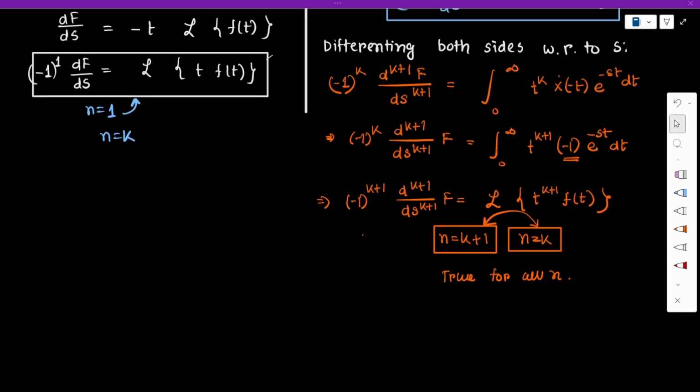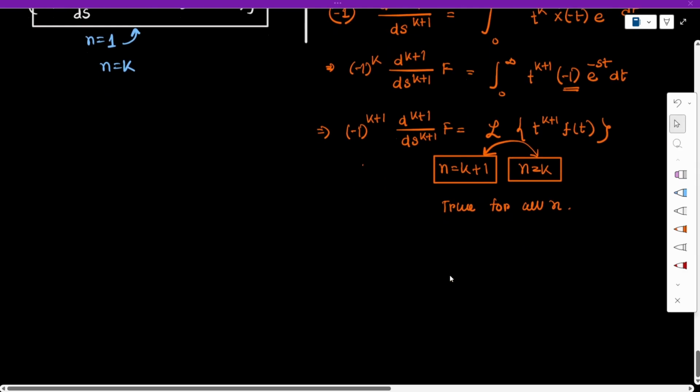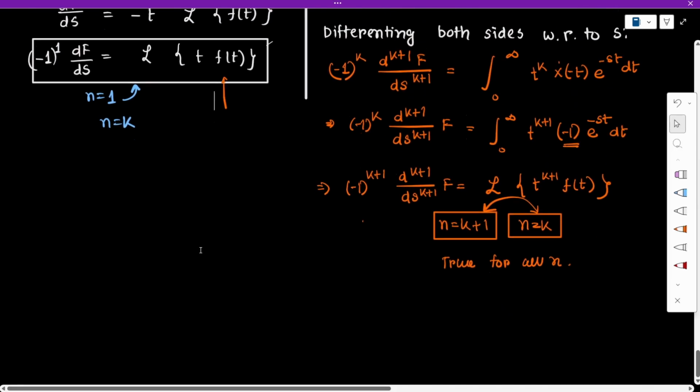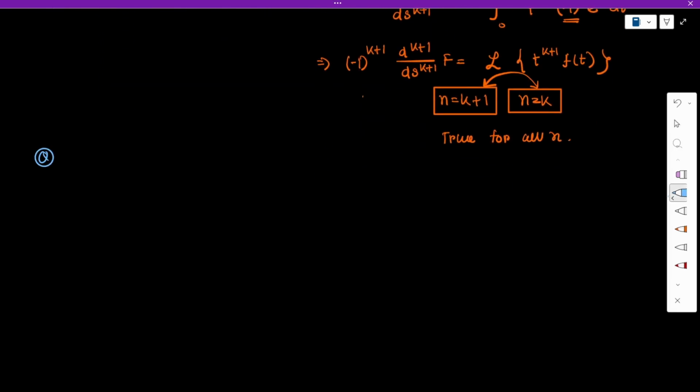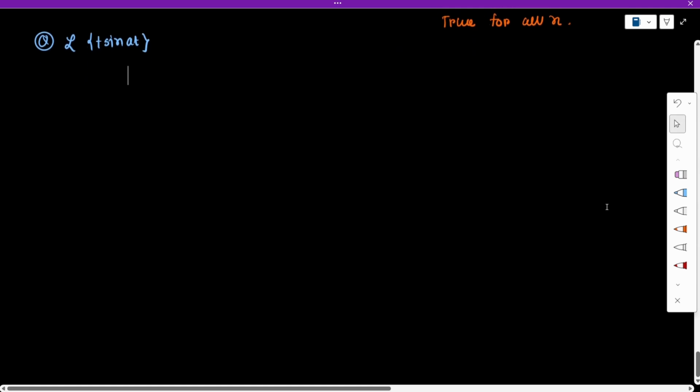Okay, so using this theorem we can solve problems where the actual function in the time domain has been multiplied by t or any power of t. So let's take a problem like that and solve it. Let's say that we have been told to find the Laplace transform of t times sin(at). So how do you find that Laplace transform?